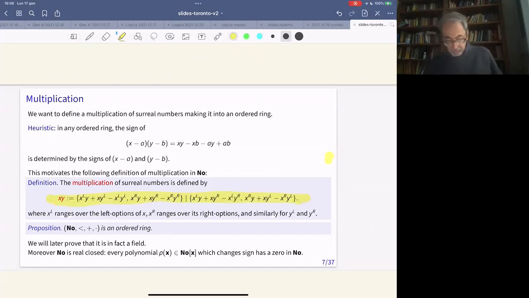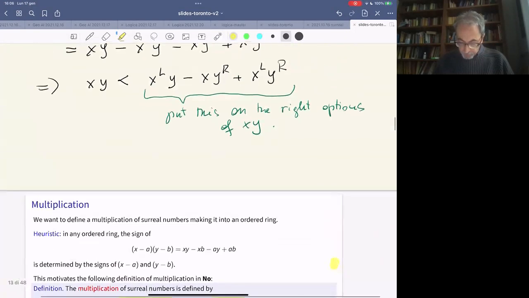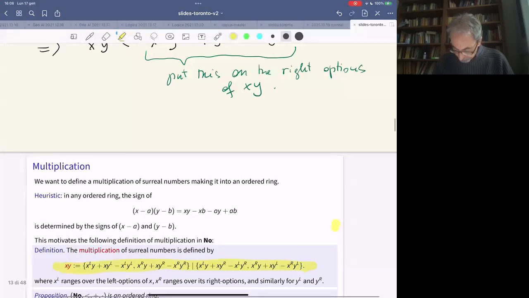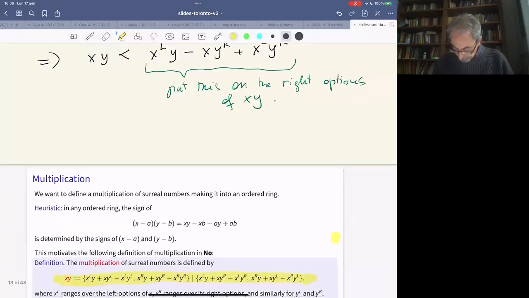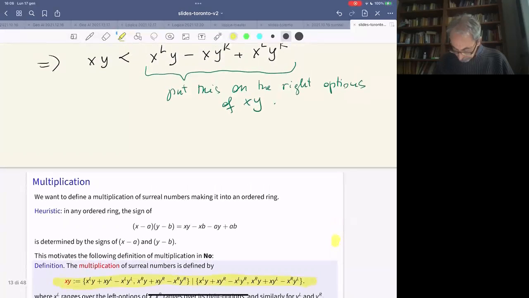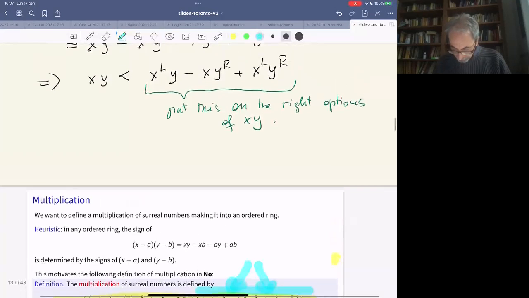So X times Y is the simplest element which ensures that these distributivity laws work correctly. So the thing that I wrote before is just, let's see, where is it? XL Y. Did I write it correctly? Maybe I did some mistake, it's either this or that. XL Y, X Y R.